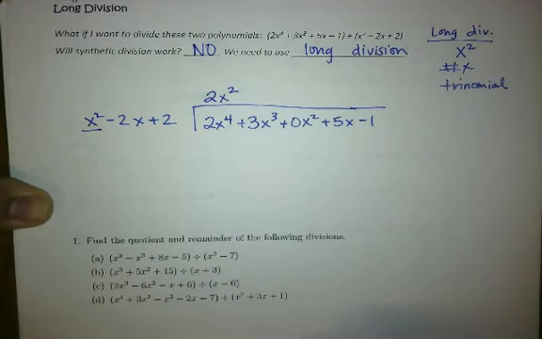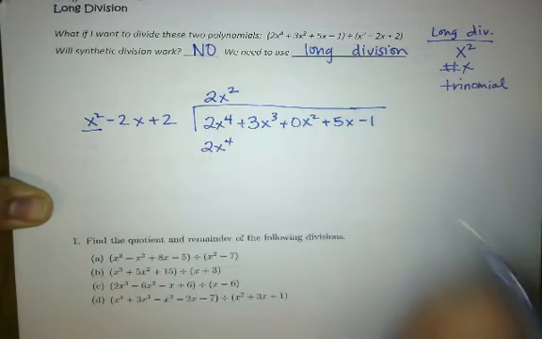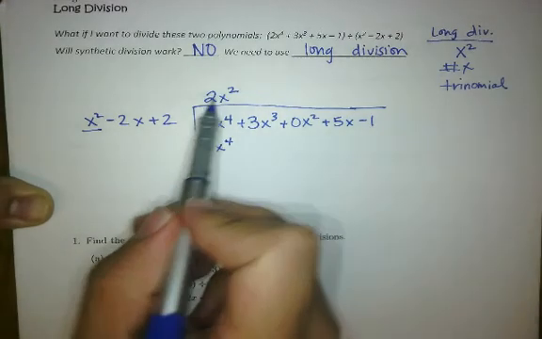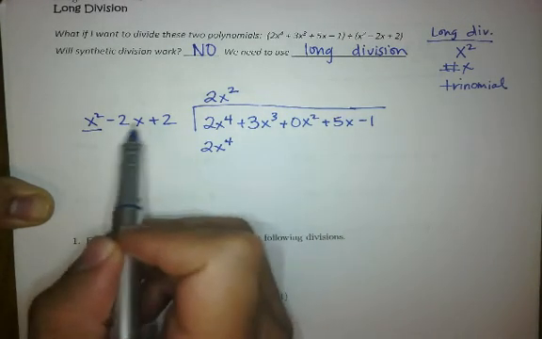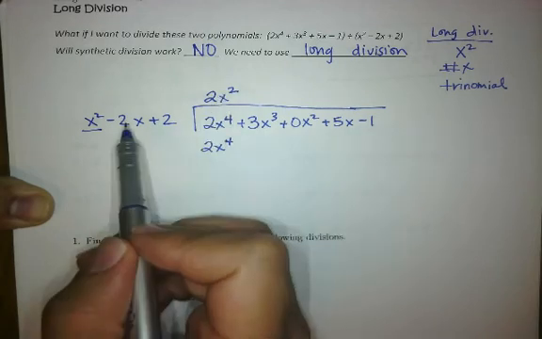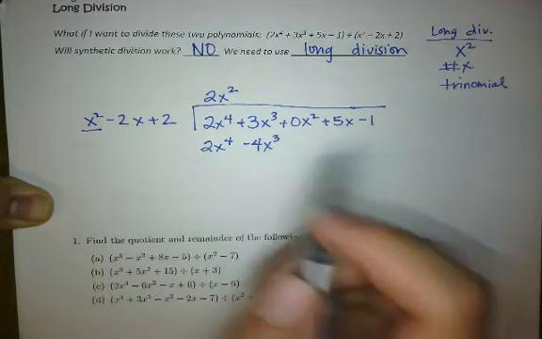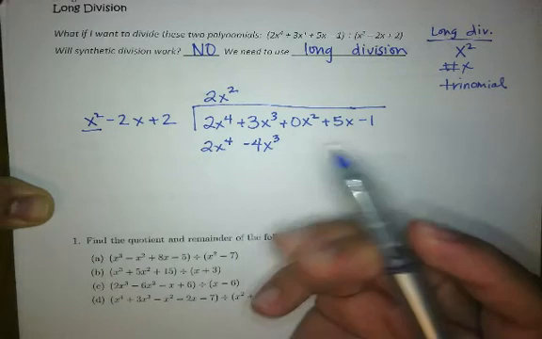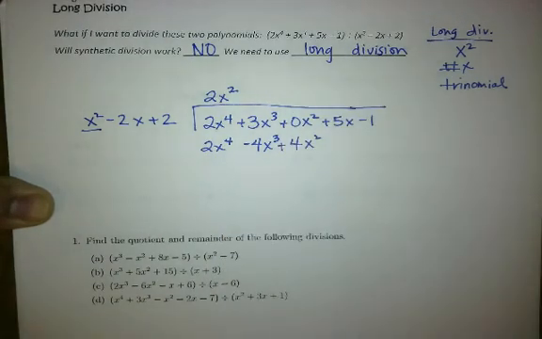So 2x squared times x squared is going to give us 2x to the fourth power. Very good. So since we multiplied the first term by that 2x squared, we have to multiply the rest by it as well. Okay? So 2x squared times negative 2x gives us negative 4x cubed, and 2x squared times 2 gives us 4x squared. In this case, it's a positive.